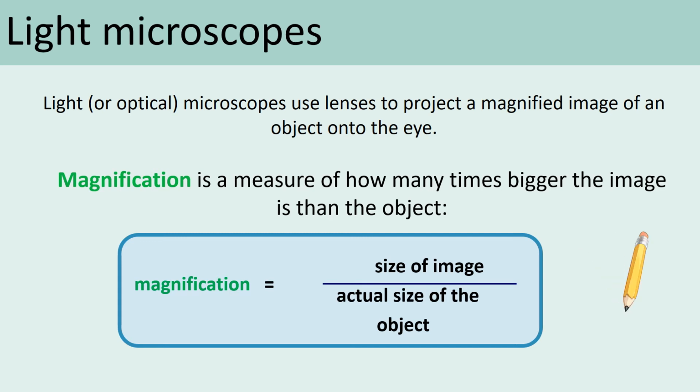The size of the image, you are normally given one. I'll show you one shortly, and you would have to work it out. So I've got one on the next slide. So just remember, magnification is size of the image divided by the actual size of the object. So here we go.